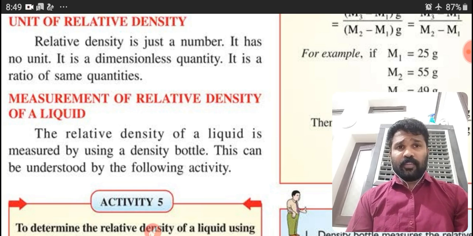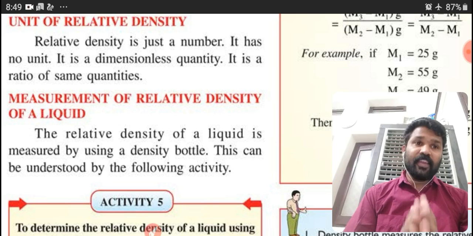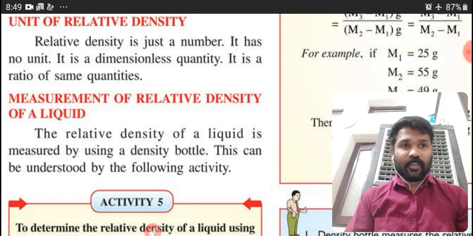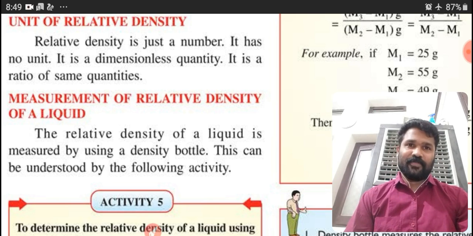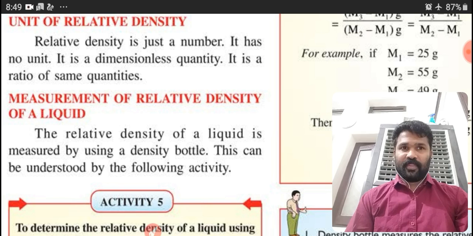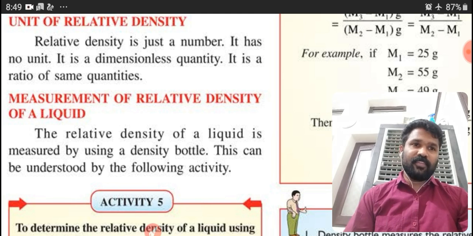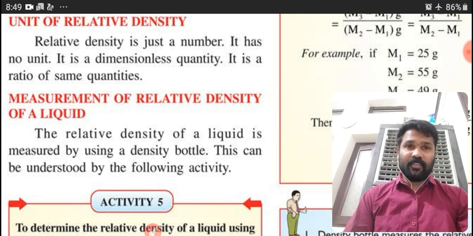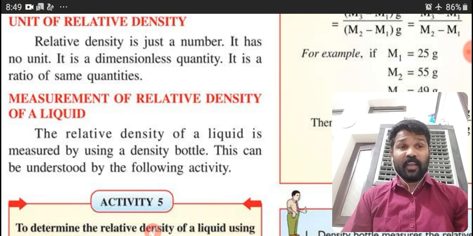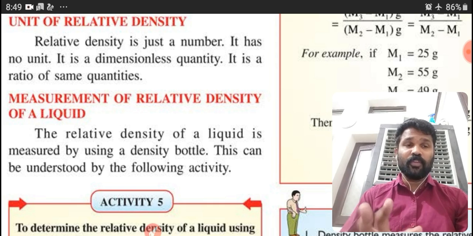Actually, relative density is just a number. It has no unit. It is a dimensionless quantity. It is a ratio of same quantities. It is just a number. It has no unit. Okay, students, you understood, no? Relative density, there is no unit for it.